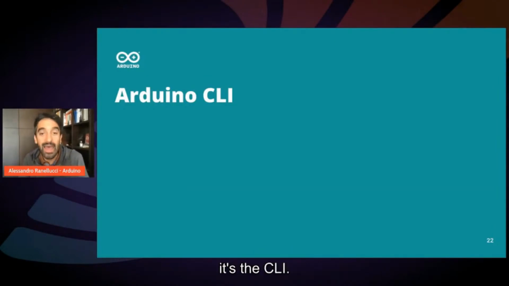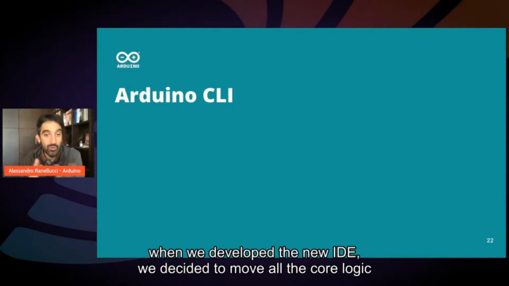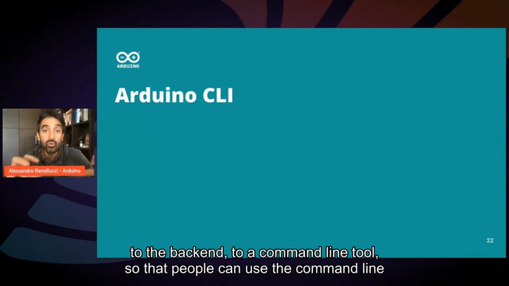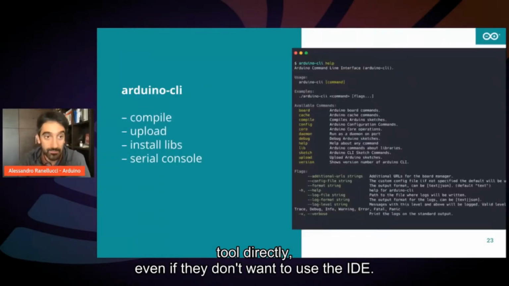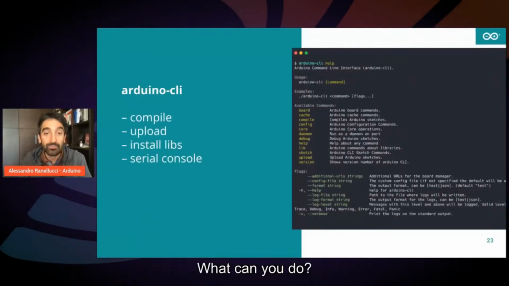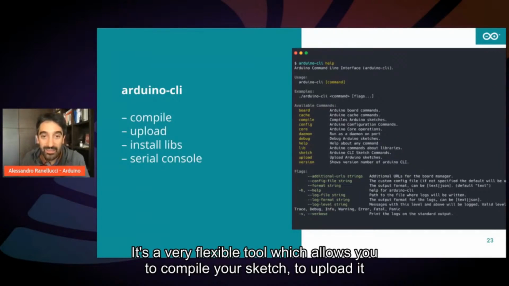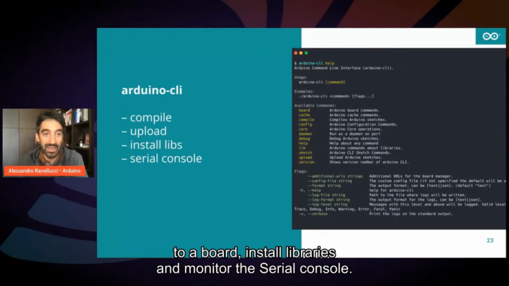Now, I'd like to talk about another important tool that we released in the past couple of years. It's the CLI. It's the command line tool. So as I told you, when we developed the new IDE, we decided to move all the core logic to the backend, to a command line tool, so that people can use the command line tool directly, even if they don't want to use the IDE. What can it do? It's a very flexible tool which allows you to compile your sketch, to upload it to a board, install libraries, and monitor the serial console.